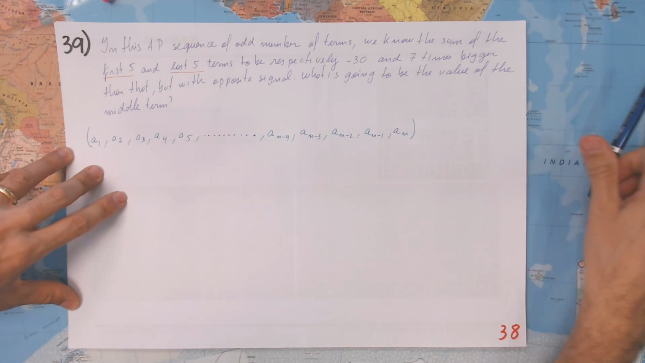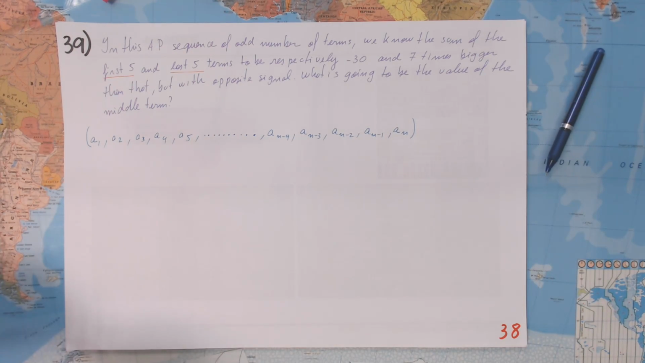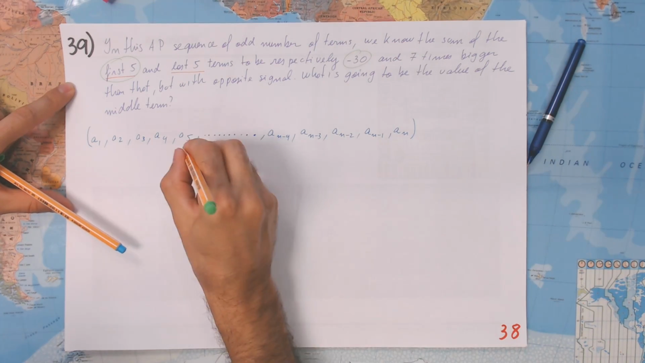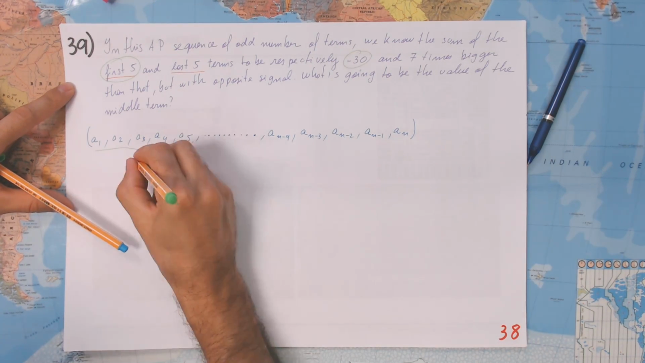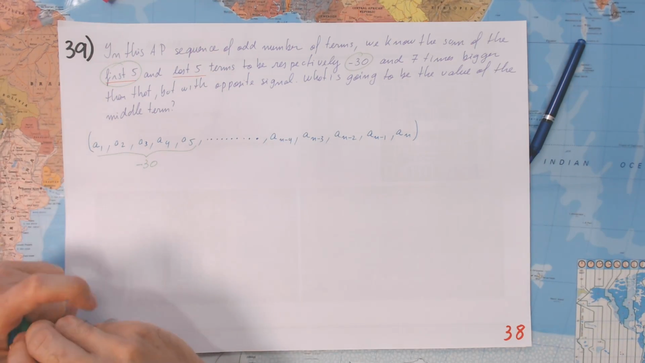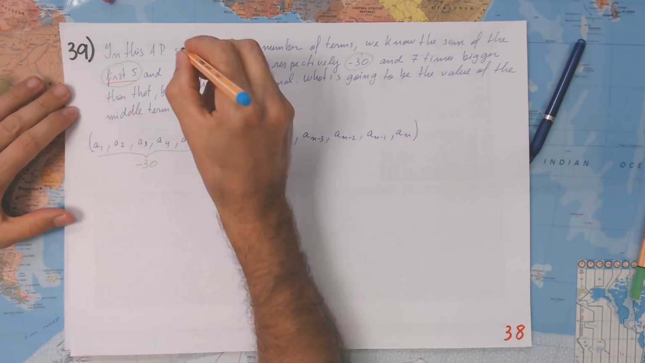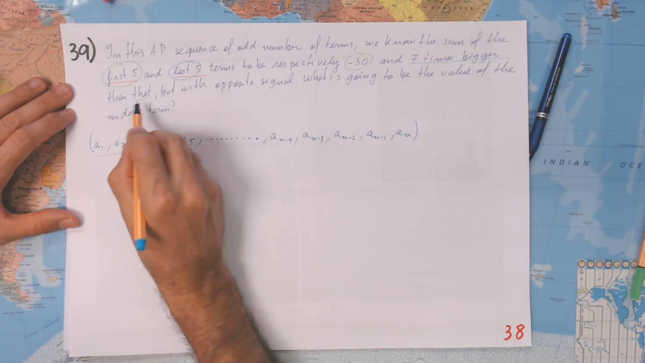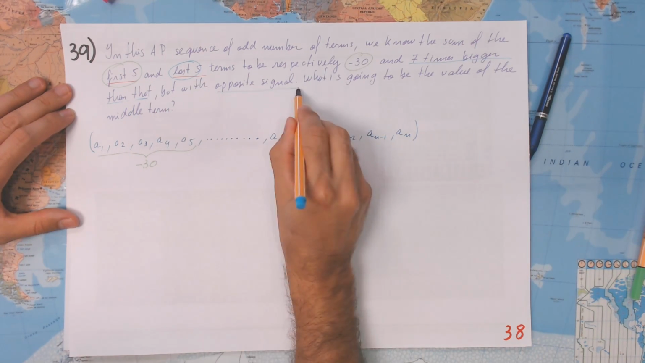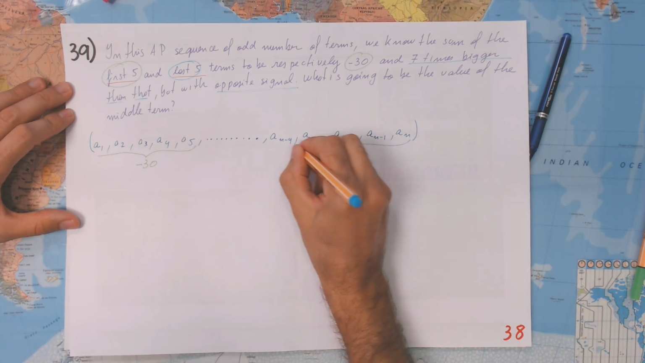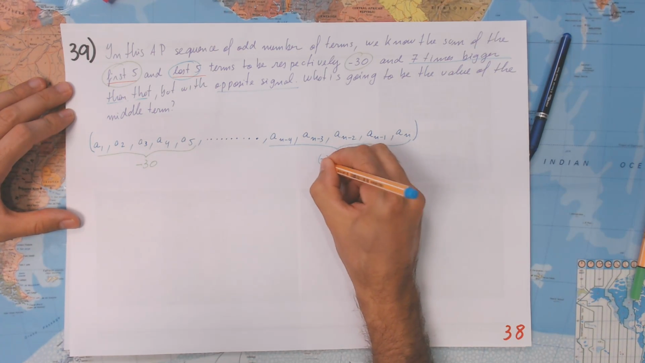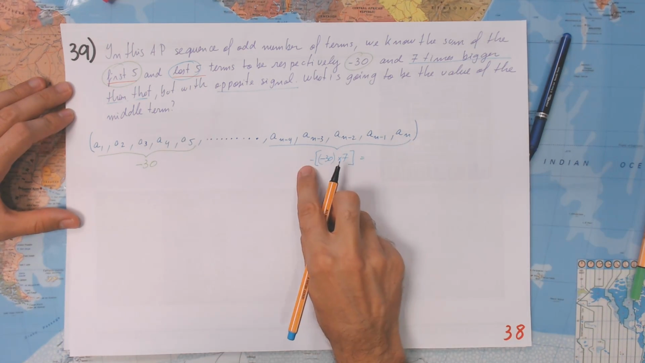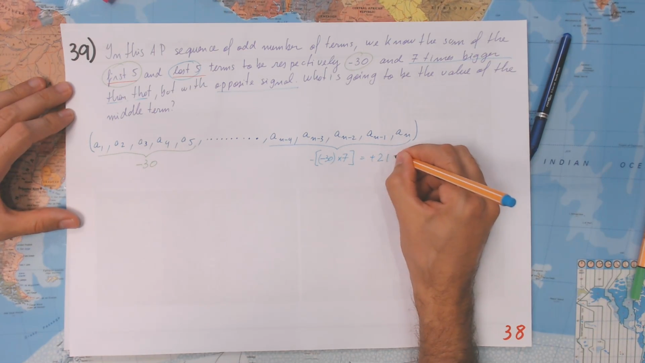Okay, so this is going to be our sequence. Let's see the first 5. It is negative 30. If you sum up everybody, it's minus 30. And what about the last 5? Okay, it is 7 times bigger than that, but with opposite signal. So that it is going to be the minus 30 times 7, but with negative symbol, okay, signal. So this is going to be a plus 210.